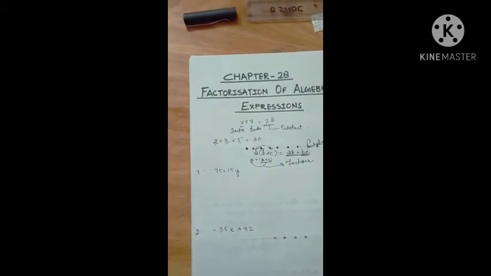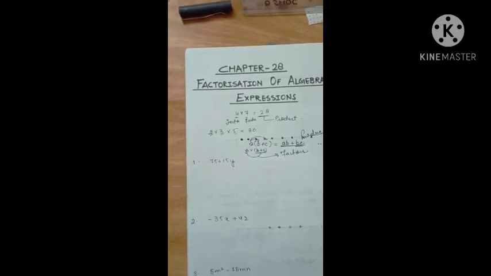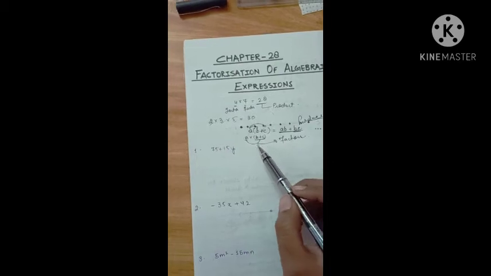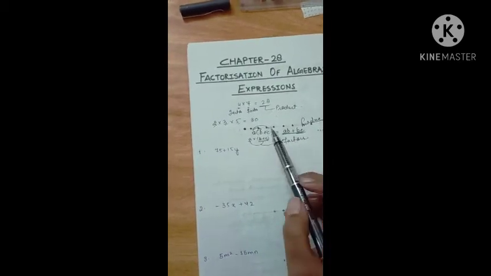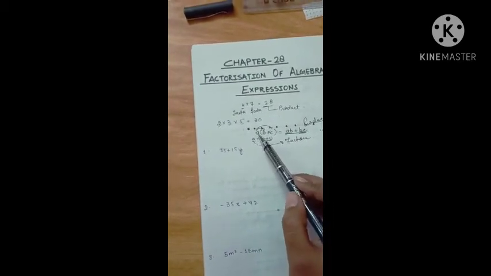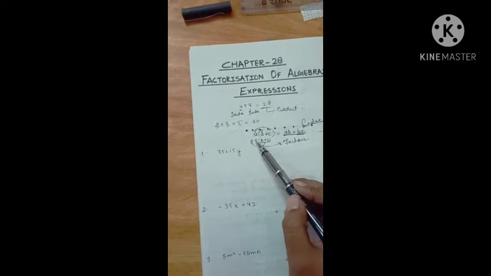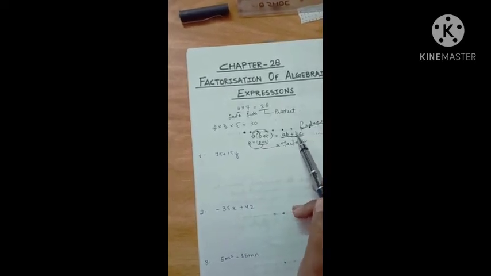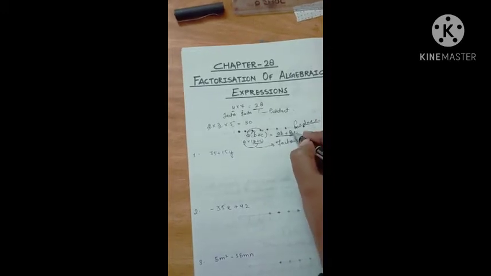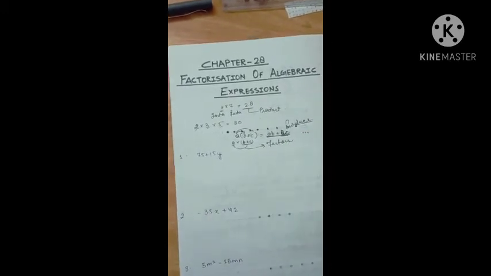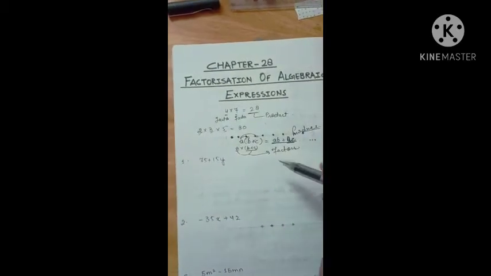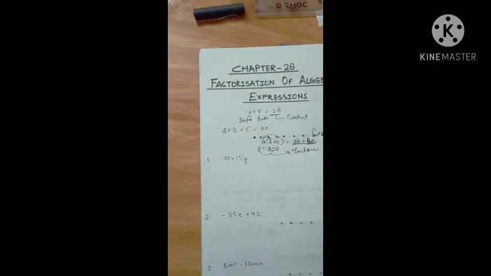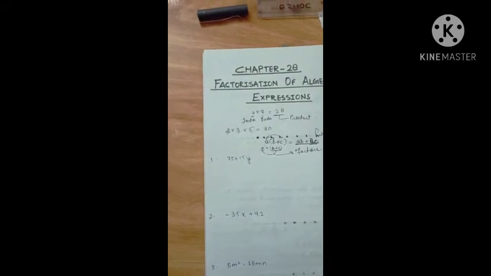So here you can say a is the common monomial factor of the terms ab and ac. So this is how we factorize the products. Okay, now let's start with the factorizing of a polynomial.